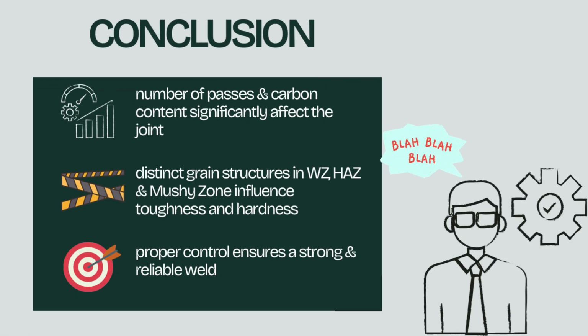In conclusion, the number of welding passes and the carbon content of the base material significantly affect the microstructure and strength of the welded joint. The weld zone, HAZ, and mushy zone show different grain structures that influence toughness and hardness. So proper control of welding parameters and understanding of metallurgical effects are important to achieve a strong and reliable weld.